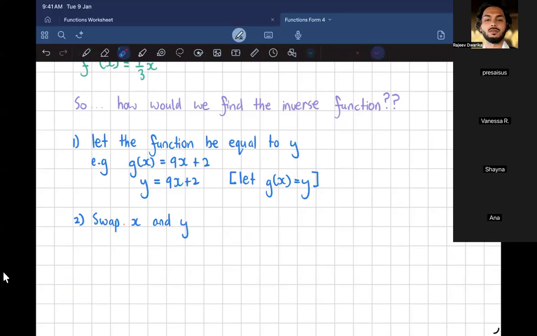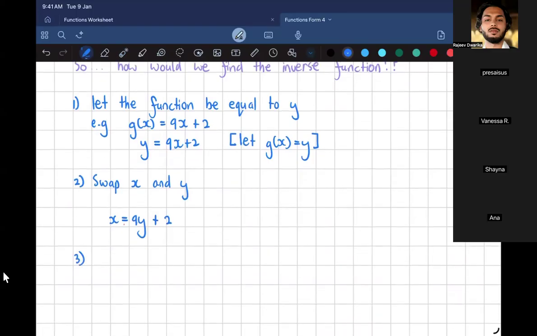So guys, anywhere you see y, replace it with x. Anywhere you see x, replace it with y. That's all I say. So you're going to swap x and y. So if I have this, what should it now become? Tamo: x equals 9y plus 2, right? Nice. And the third step, you want to make y the subject of the formula.